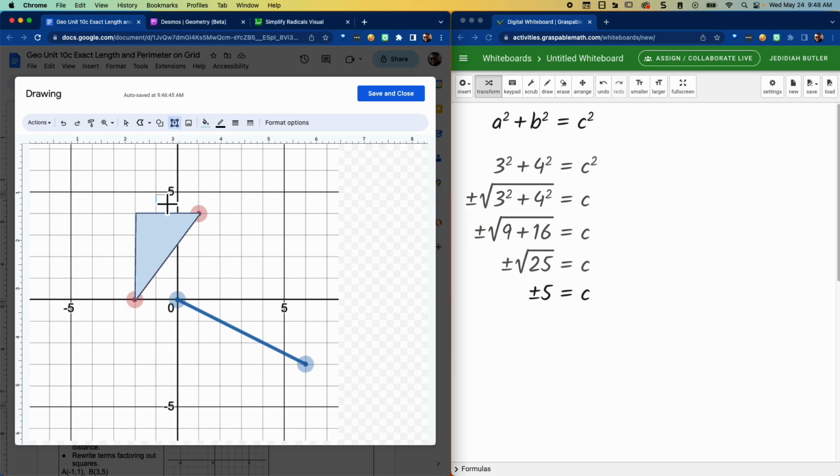Let's put some numbers on my picture here. I can say this is 3. I'll copy and paste that. This side is 4. And we'll paste it again. And this side over here, the diagonal, is 5.